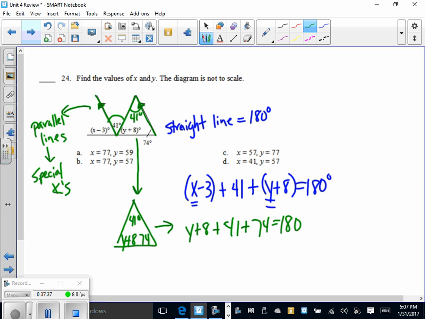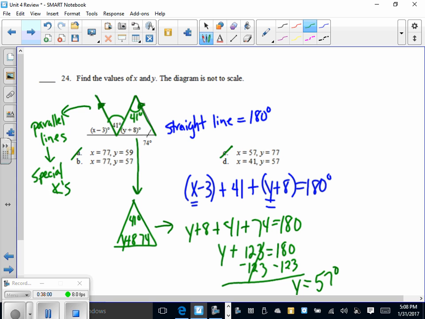So I'm going to get y plus 123 is equal to 180. Subtract 123. I'm going to get y equals 57 degrees. So that eliminates C and A. So now I know what y is. Y is 57 degrees. So now I can find x.